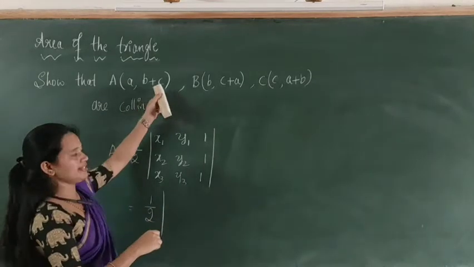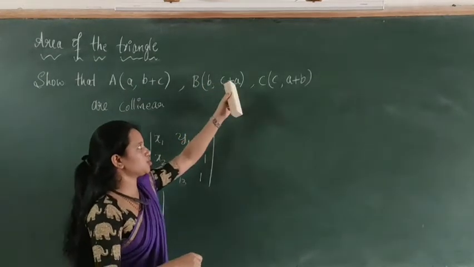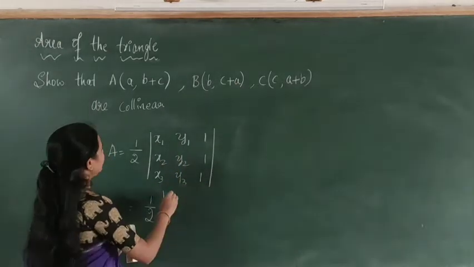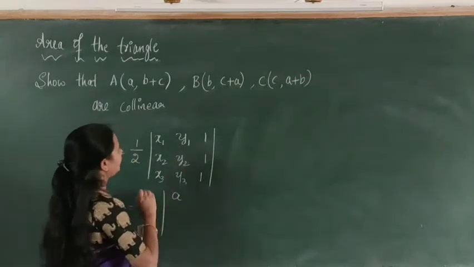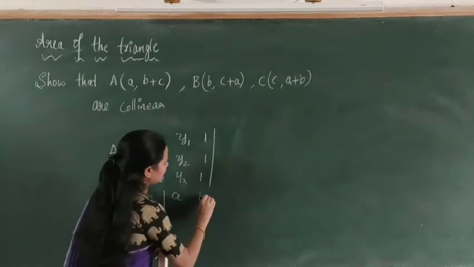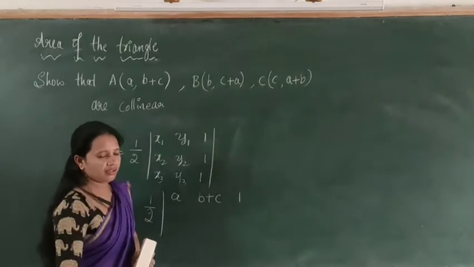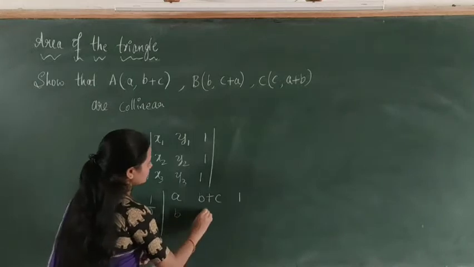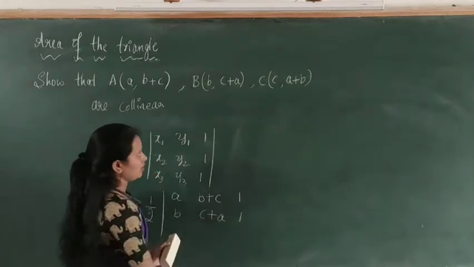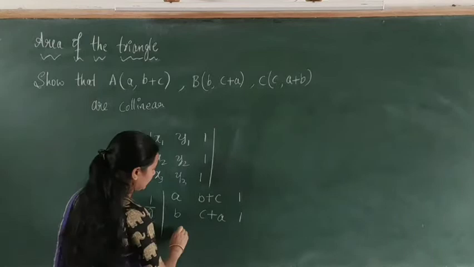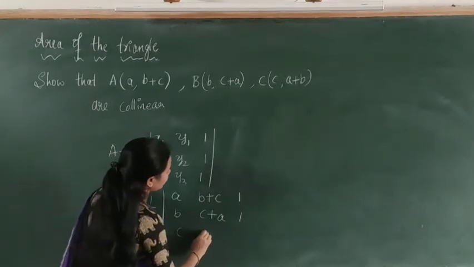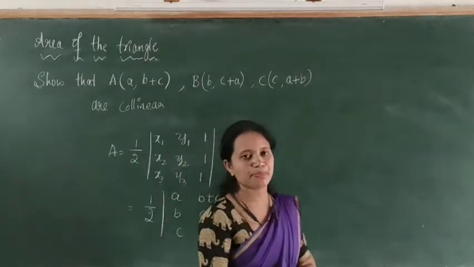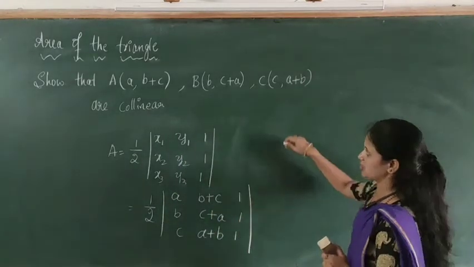So here these points are x1 y1, x2 y2, x3 y3. Substitute the values in the formula. x1 value is a, y1 value is b plus c, 1. x2 value is b, y2 value is c plus a. x3 value is c, y3 value is a plus b. Now expand the determinant along the first row.